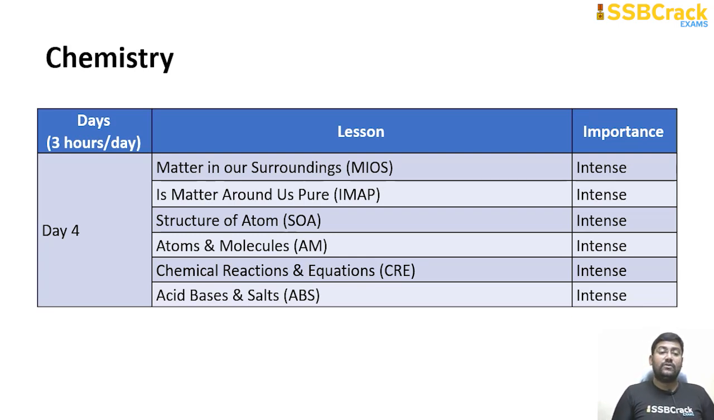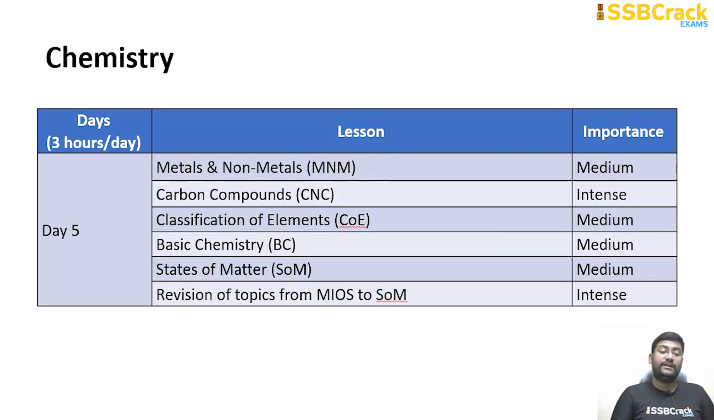On day 4, matter in our surroundings, matter around us, pure substances, structure of atoms and molecules, chemical reactions and equations, acids, bases and salts would be enough. And on day 5 you should be reading metals and non-metals, carbon compounds, classification of elements, basic chemistry, states of matter, and revision of topics from whatever you have done till now.